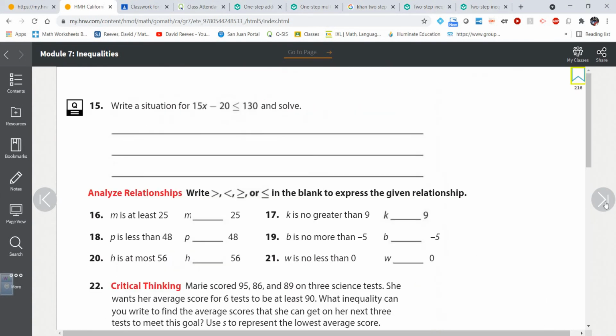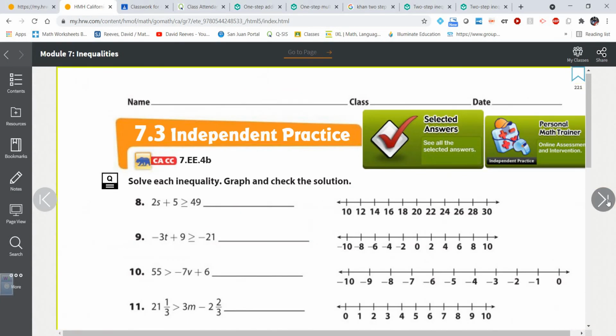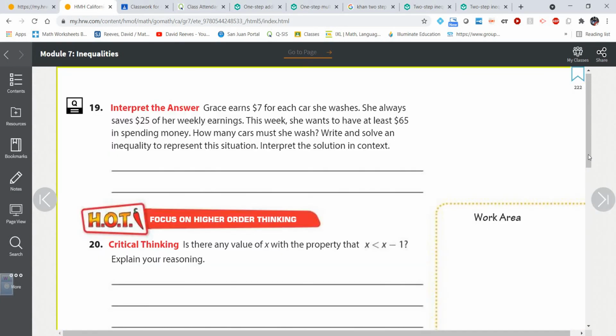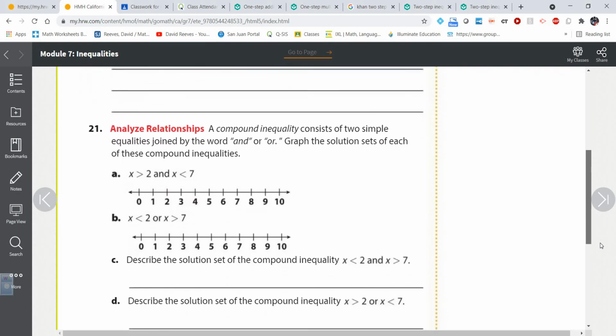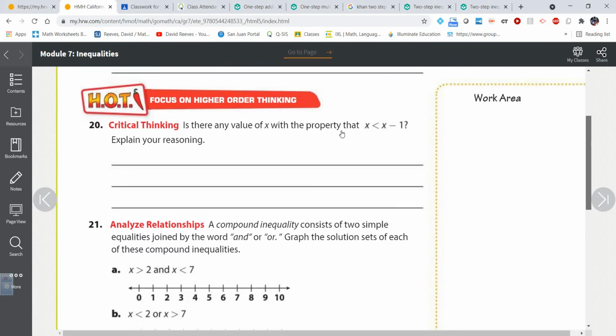All right, so I forgot the page number. Let me go back to those problems we were working on. All right, and I wanted to do, let's see here, these last two problems, and then we're going to be done. Okay, all right, right here.